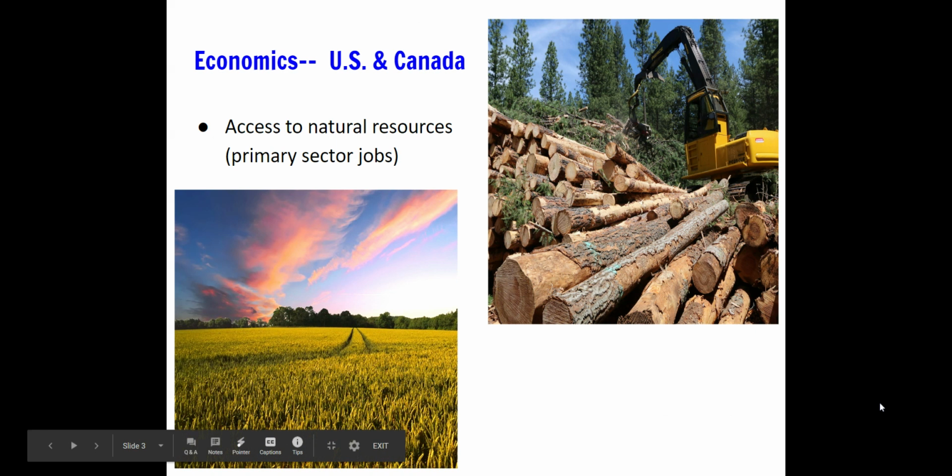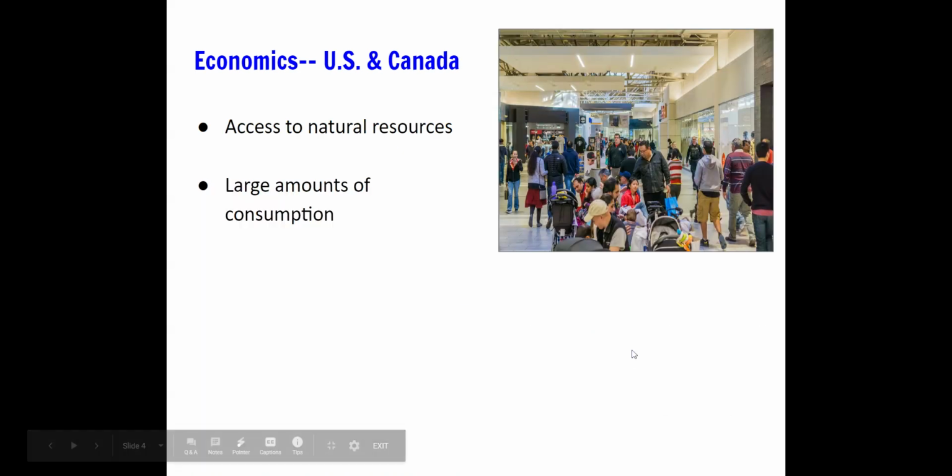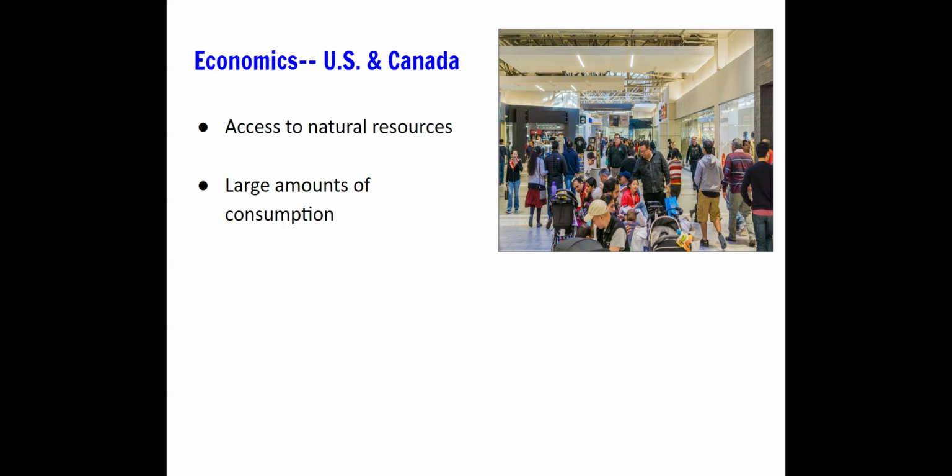The United States and Canada, we're going to talk about their economics first. They both have access to many natural resources: fertile land, good supplies of water, timber, minerals in the ground that they can mine, oil and gas. These all lead to what we call primary sector jobs, which are jobs where people make money by processing natural resources. Then they send those resources to factories in the secondary sector to turn them into things, and those things are bought by consumers. We call this consumption.